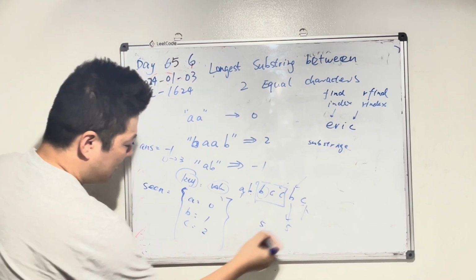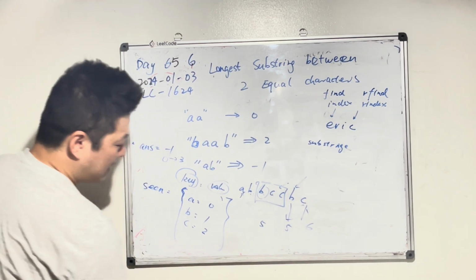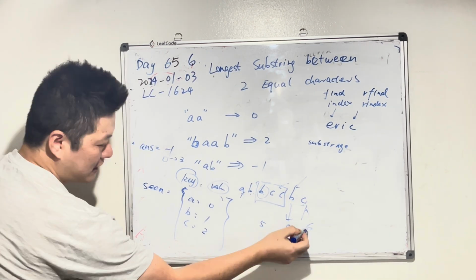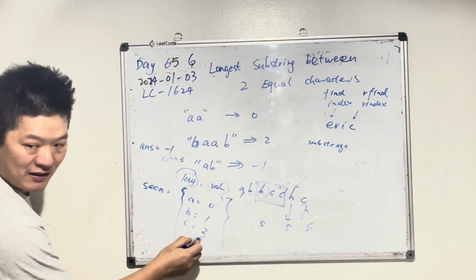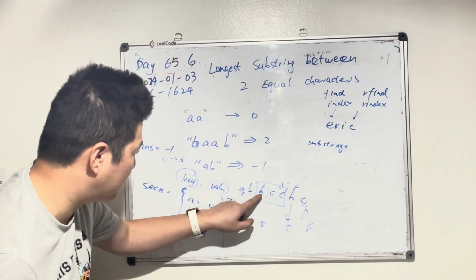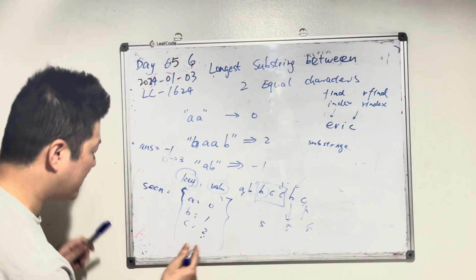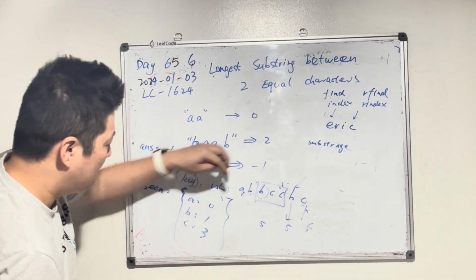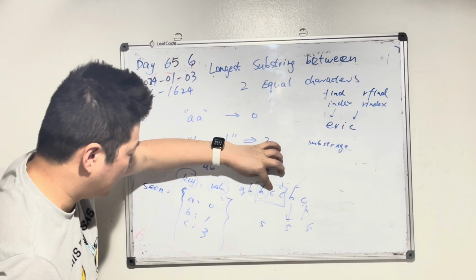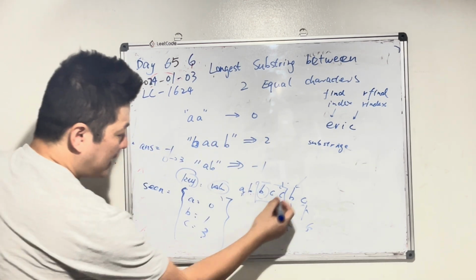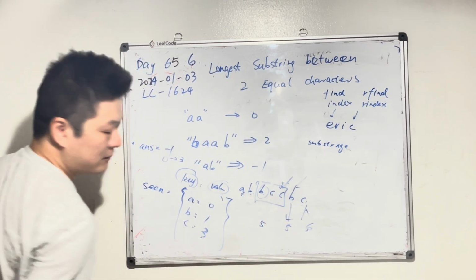C, number 6, right? What's the longest substring? 6 minus 2 minus 1, right? Which is also 3. 0, 1, 2, 4. Actually, this is 3, okay? 0, 1, 2, 3. Where's the second C? Second C, yeah, second C. I don't see it.